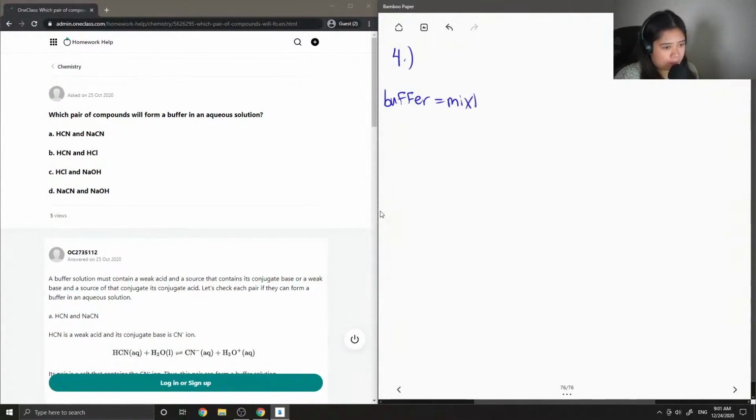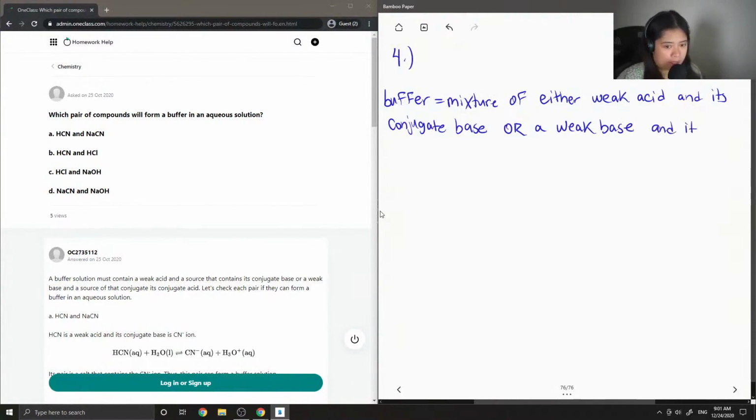It is a mixture of either a weak acid and its conjugate base, or a weak base and its conjugate acid.